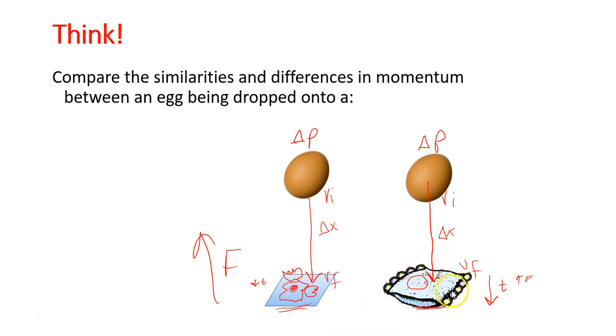In a non-physics way to describe it, we say the pillow absorbed the energy. Well, the correct way to say it is that the contact time was very large, which means it reduces the force. And vice versa, the contact time of the floor was very small, so it dramatically increases the force.